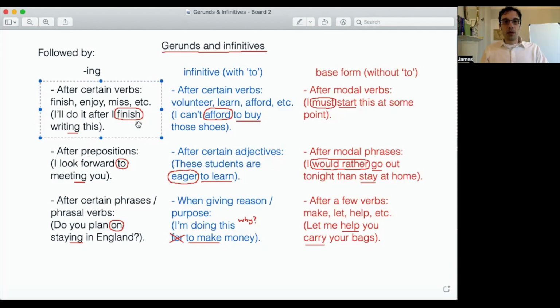And I have an example with the word finish here, so I'll do it after I finish writing this. And finish normally tricks people. A lot of people think it's followed by the infinitive, but it isn't.